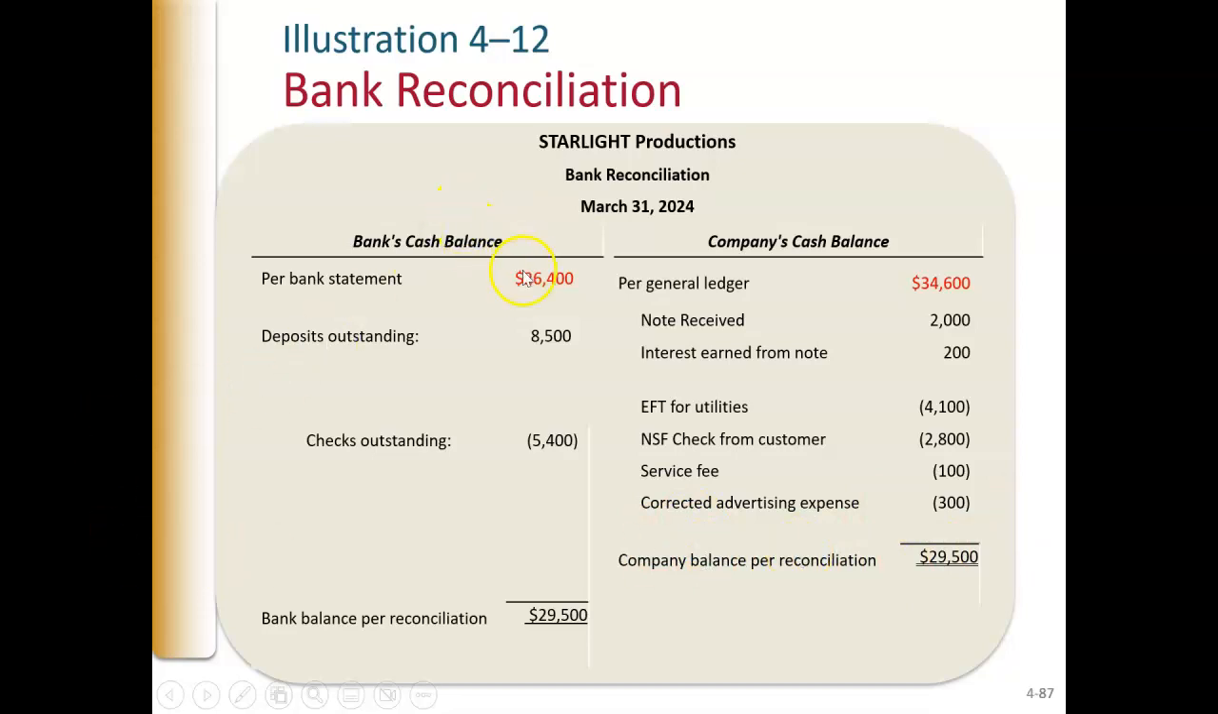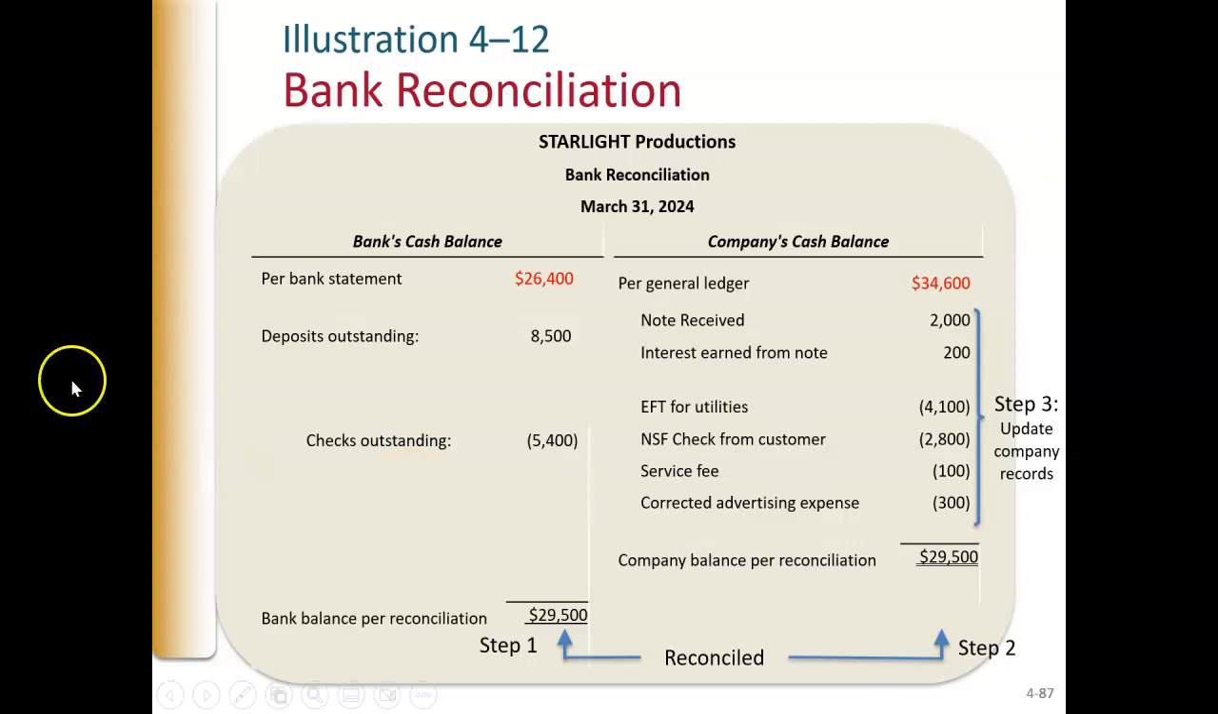And do you see, if we take the bank's balance, add the deposits outstanding, subtract the checks outstanding, we also get $29,500? We balance. That is a reconciliation. Okay? So we first look at reconciling the bank side, then we go and reconcile the company side. We're reconciled when we come together and it equals.